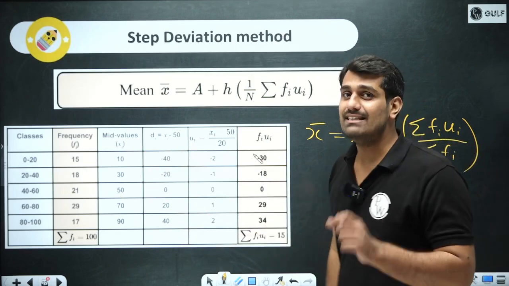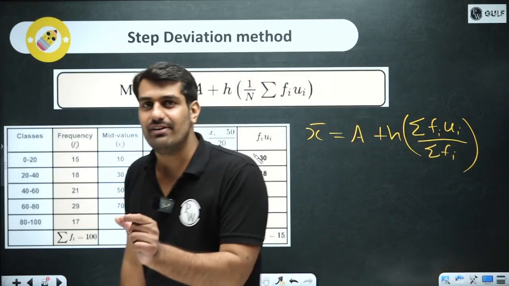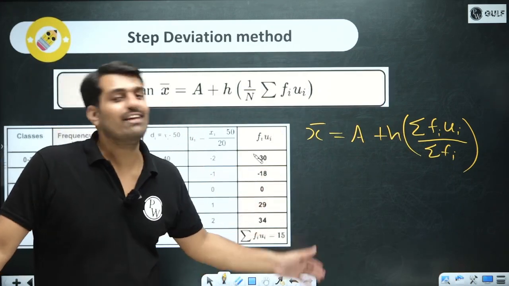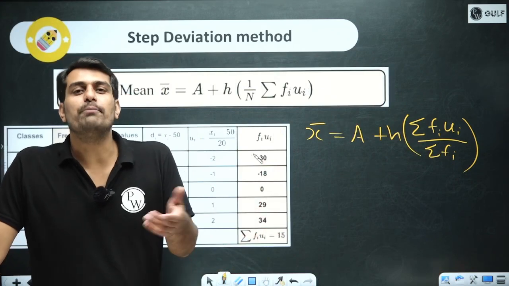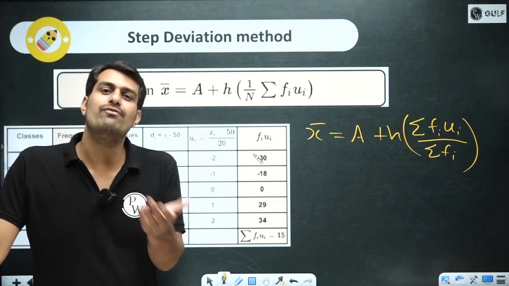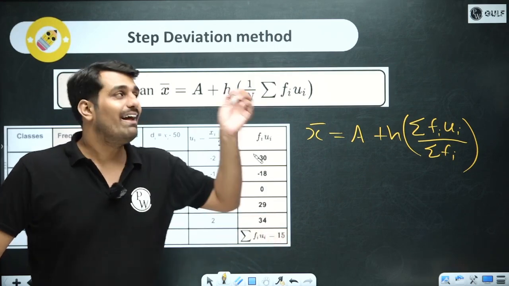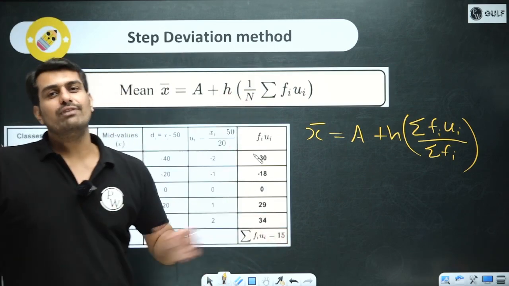In the examination, if the examiner is asking specifically to calculate the mean using the step deviation, you have to do all this and give the answer. If it is not mentioned, it is up to you, whichever suits you better. Where you find your comfort, you can go with that method. And that is how you can calculate mean by any of the three methods.